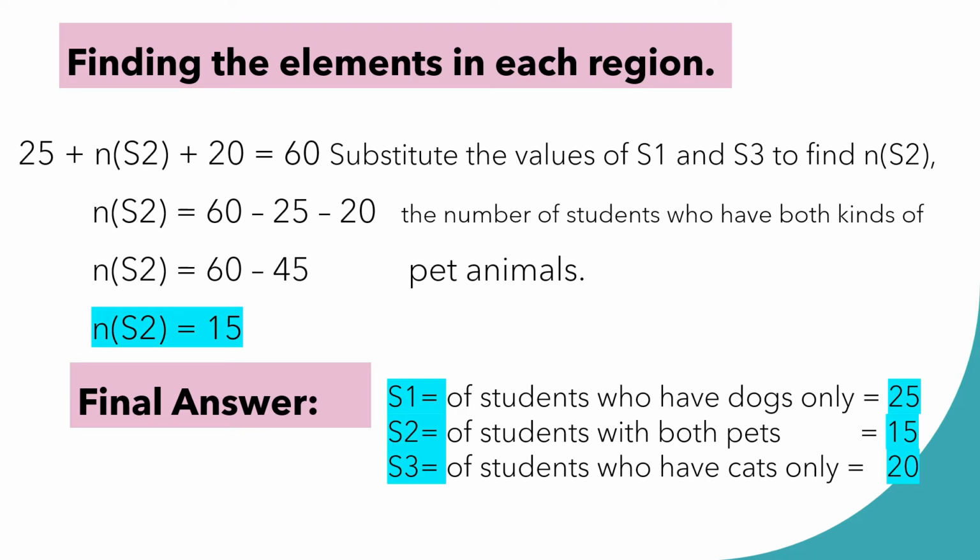To summarize all the answers, this is the final answer. For our S1, of students who have dogs only, we have 25. For our S2, of students with both pets, we have 15. For our S3, of students who have cats only, we have 20.